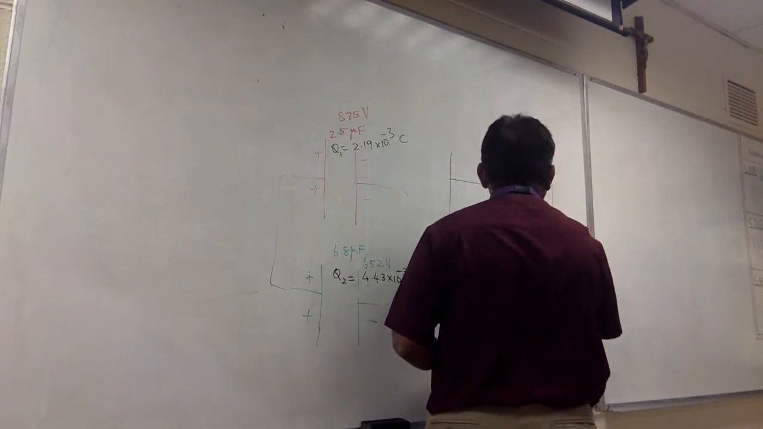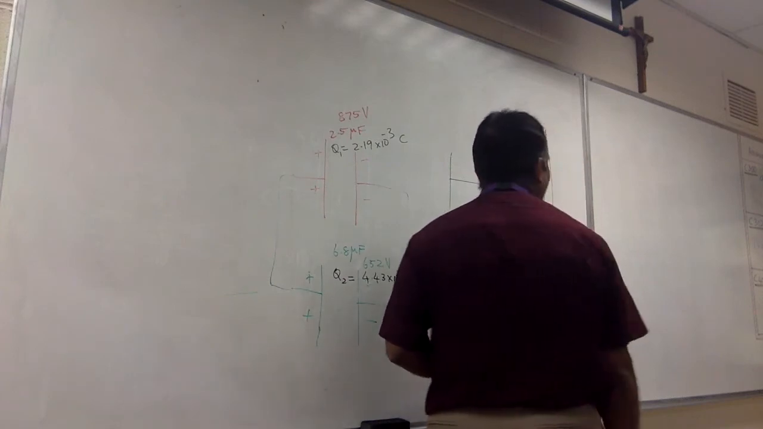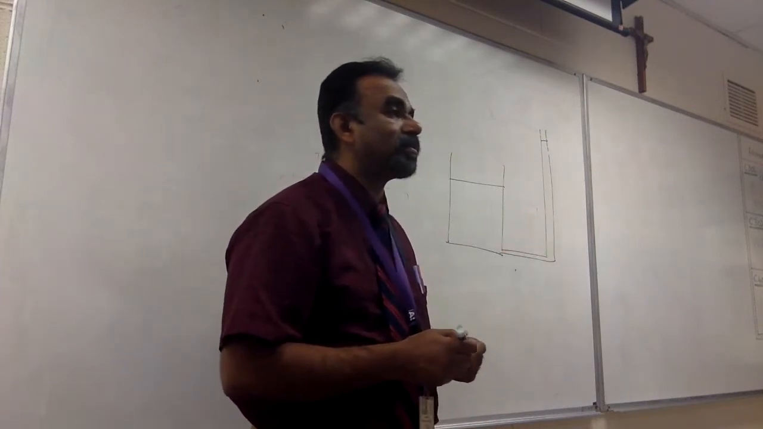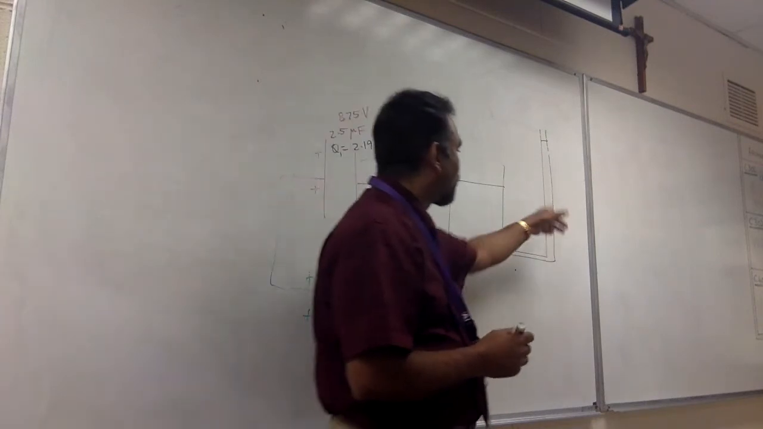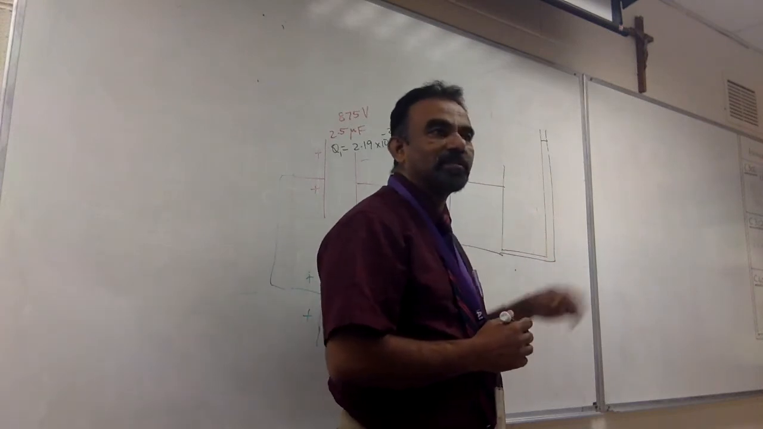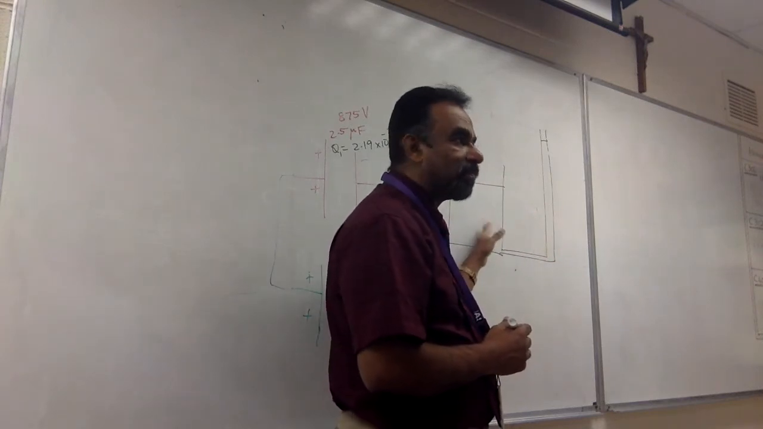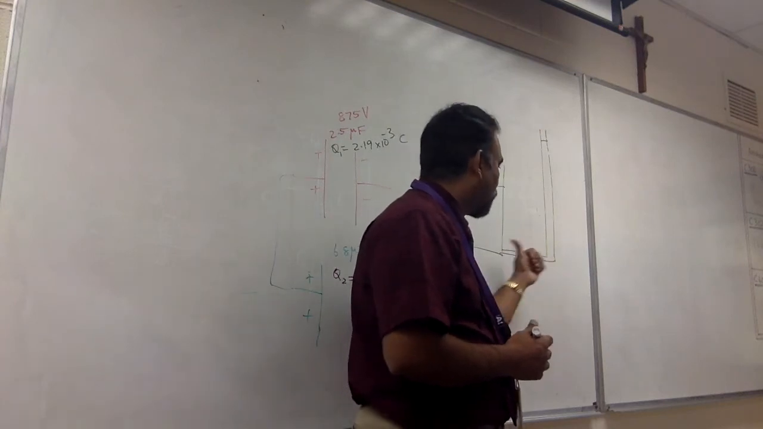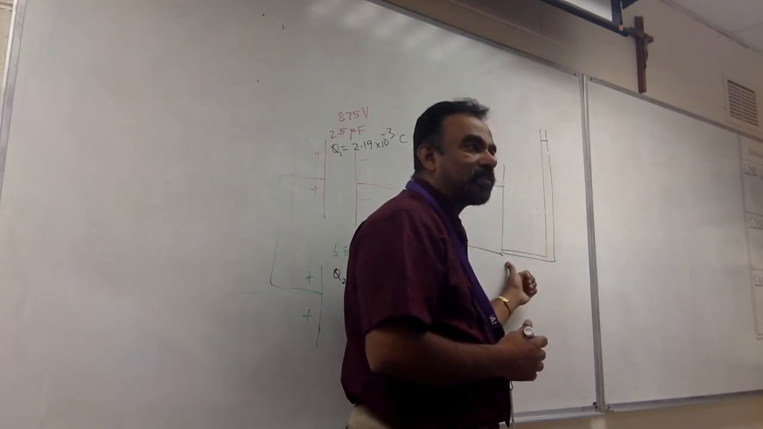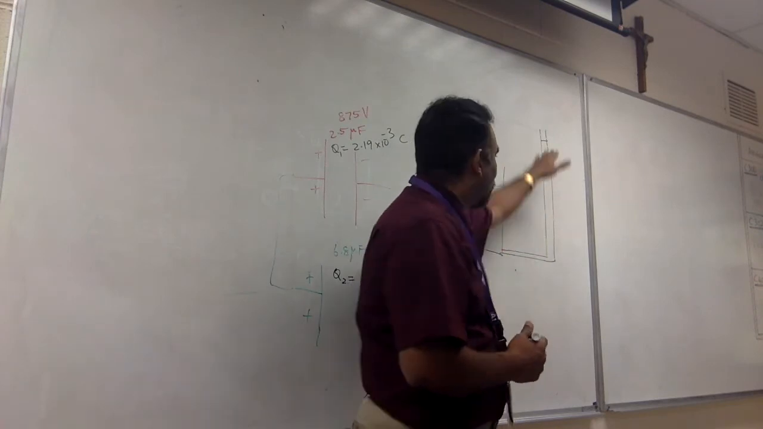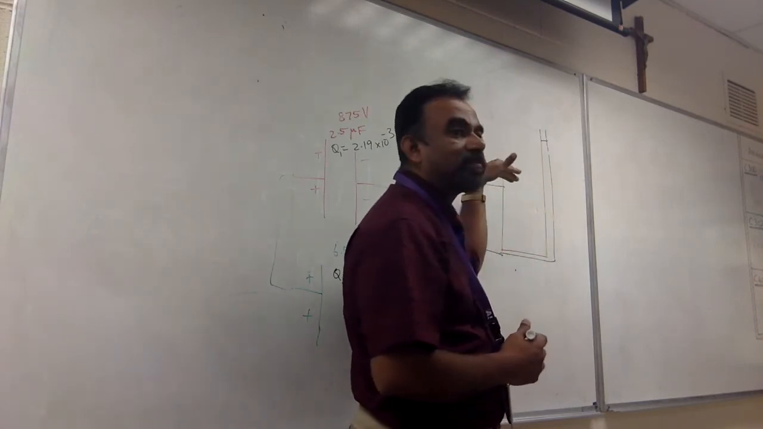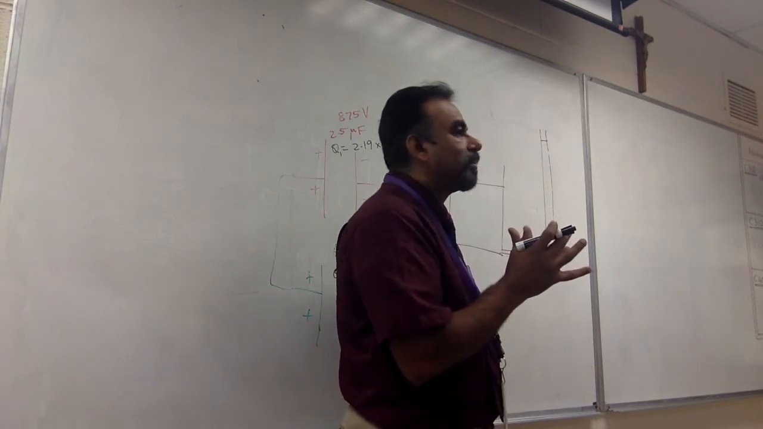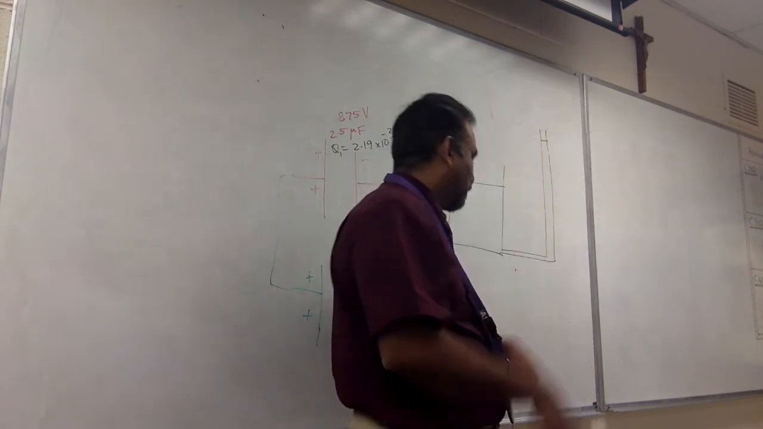This has got that much water. Tell me which one has more water. This has more water, this has more water, right? But when I open this tap, which way is the water going to flow? To the right or to the left? To the left. This is going to come down and this is going to go up. You understand that? So it's not the quantity that matters, it is the potential difference that matters. Okay?